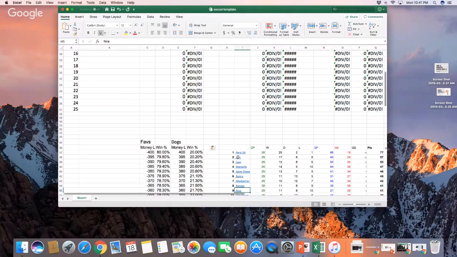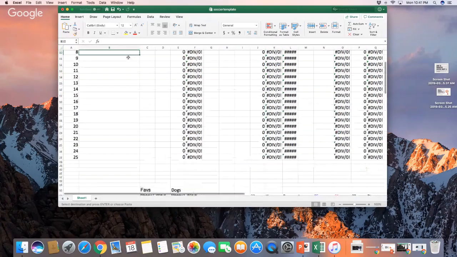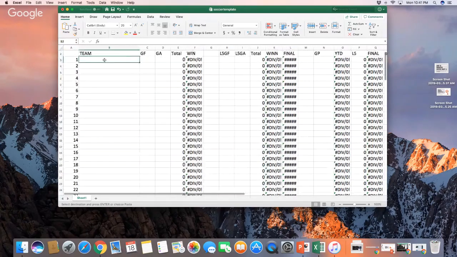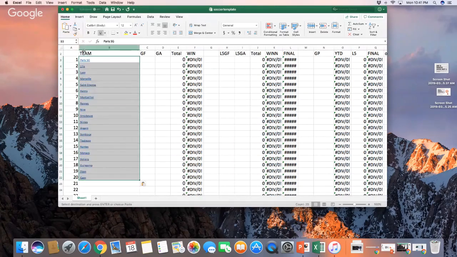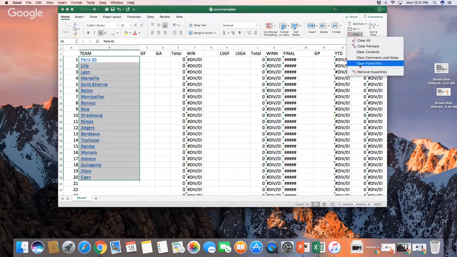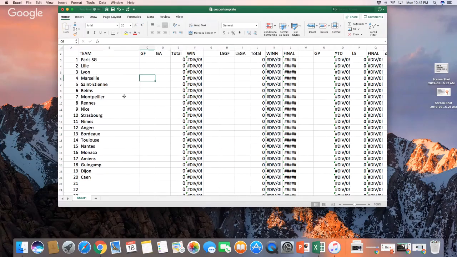Now I get this in. So I take all of these teams here, highlight teams 1 through 20, click copy, and then come back up here and click paste. Then I change this to 20, and I go over here and click remove hyperlinks. So there we go. It's got all the teams already spelled for us. We don't have to do any data entry.